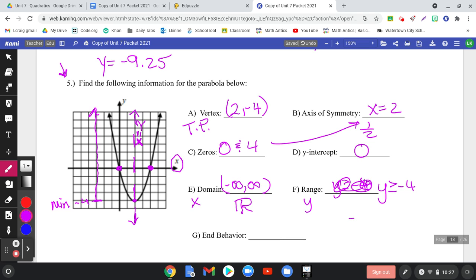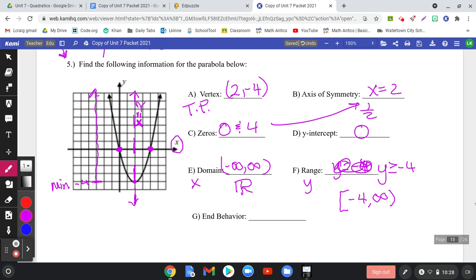You could also write negative 4 to infinity, but you have to use parentheses around the infinity and a bracket for negative 4. All right, end behavior, concave up.